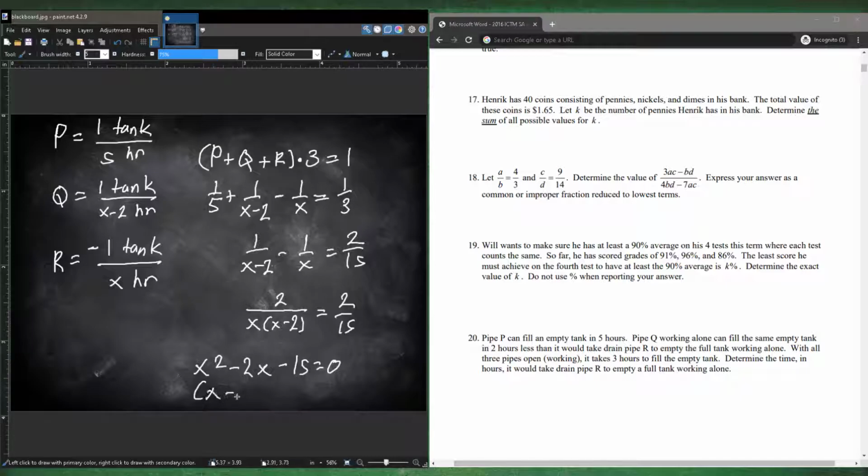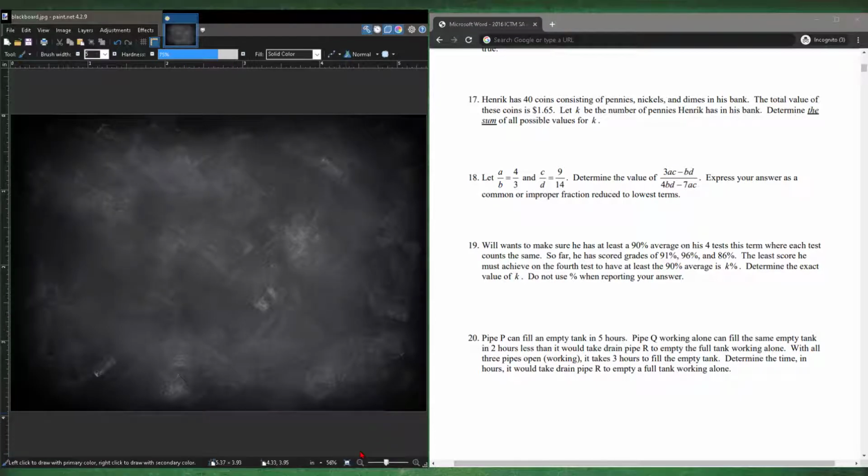So that means x minus 5 and x plus 3, right? Because that's negative 15, and then adding them together is negative 2. So since x cannot be negative, that means x is positive, so x equals 5. And that is your answer for number 20.